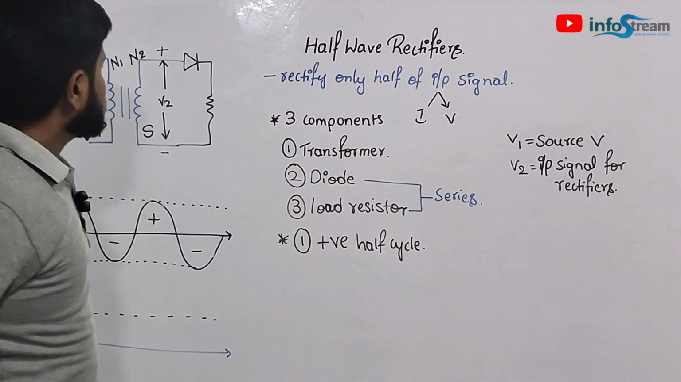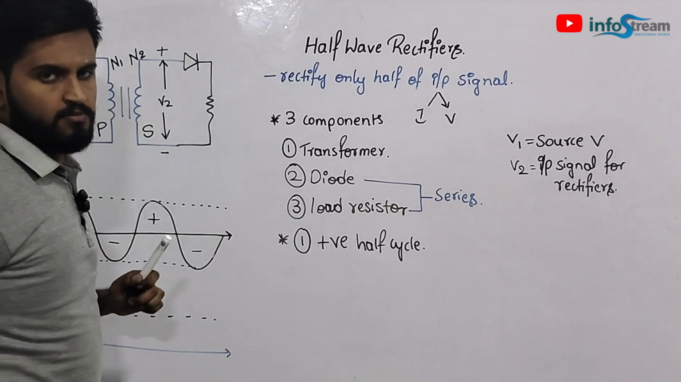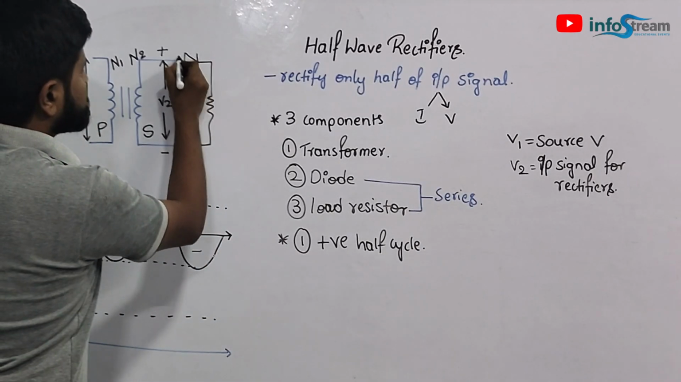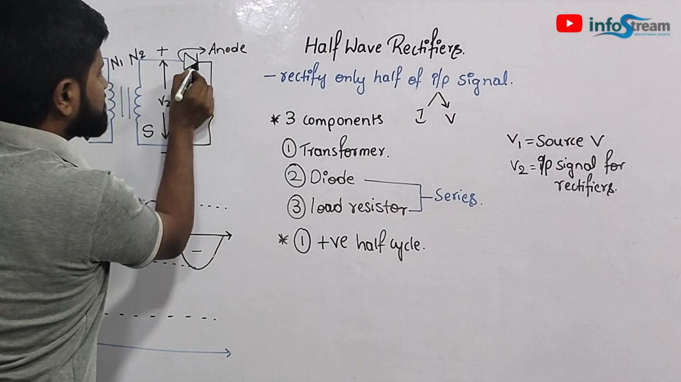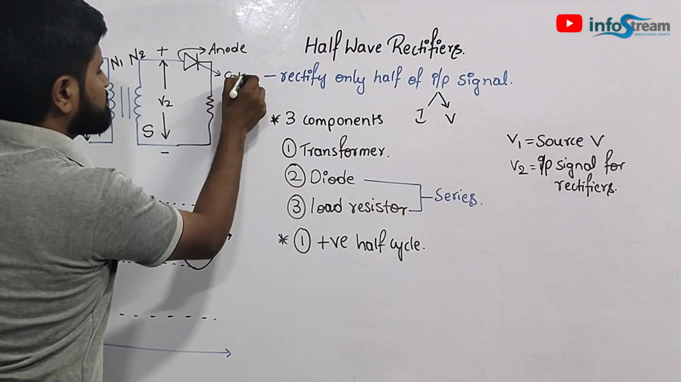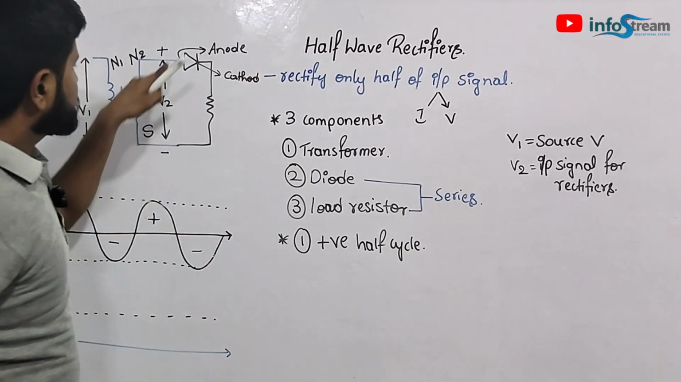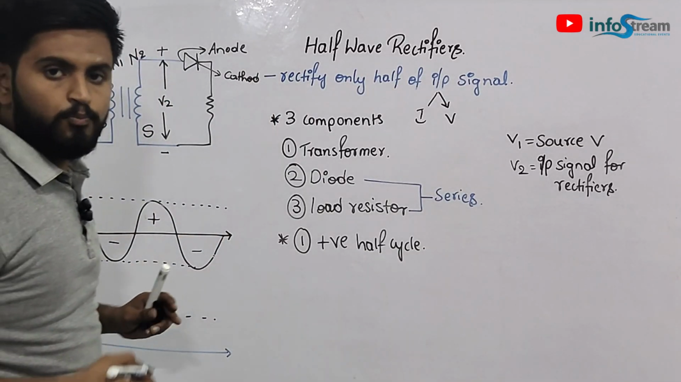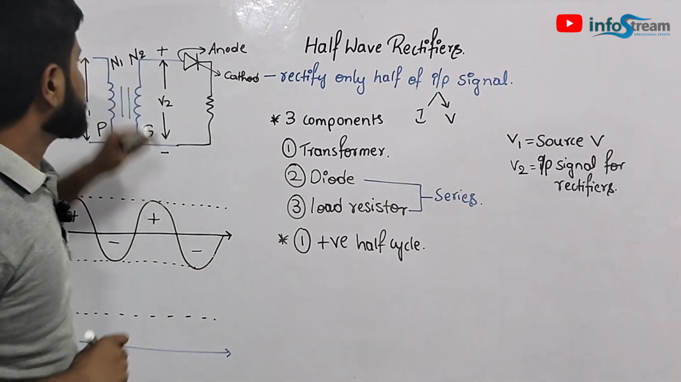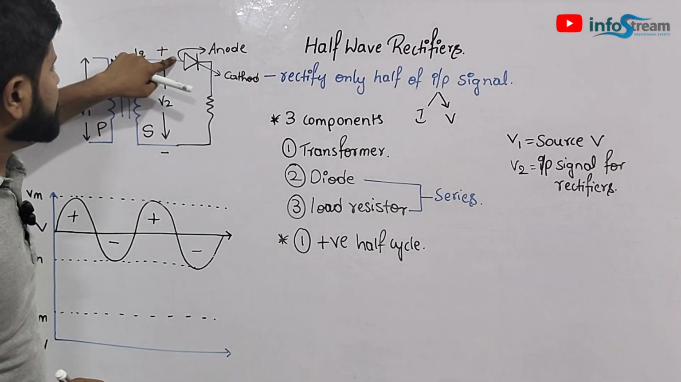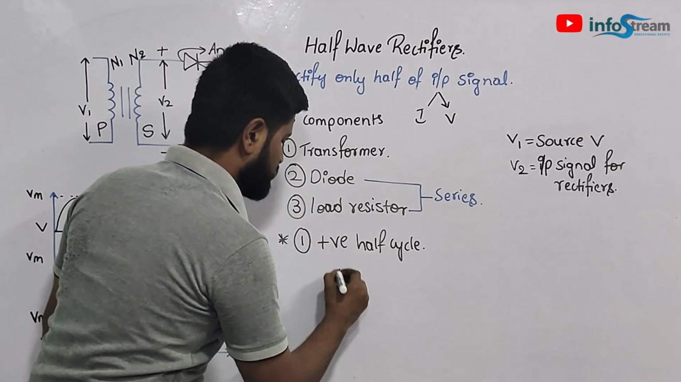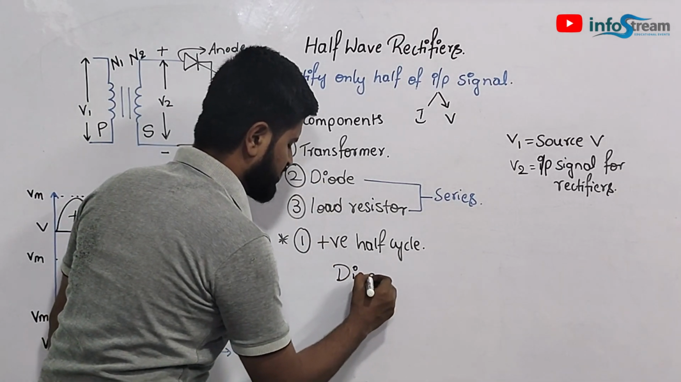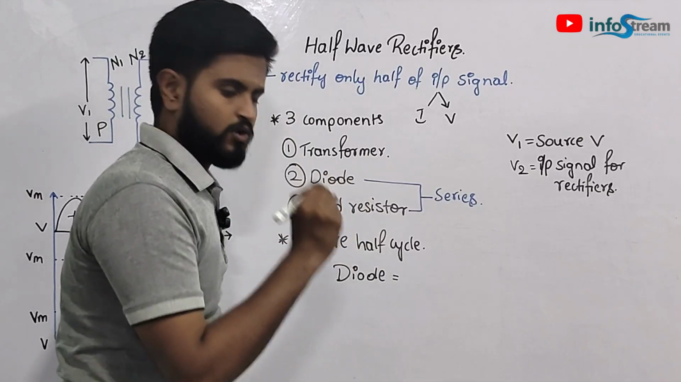When the positive half cycle is active, there will be a polarity across the secondary coil. Here this will be plus, this will be minus. We know that this part of the diode is called the anode and this part is called the cathode. Now this anode is directly connected to the positive terminal, so we can conclude that the diode will be forward biased.